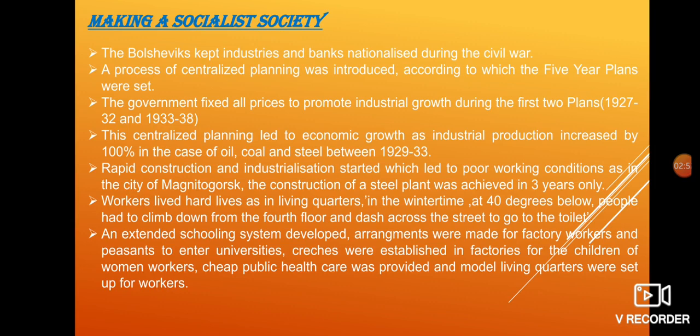Due to this, the process of centralized planning was introduced, according to which the 5-year plans were set by the government. Under these 5-year plans, the government fixed all prices to promote industrial growth during the first 2 phases of the 5-year plan. The first phase was between 1927 to 1932, and the second phase was 1933 to 1938. This centralized planning led to economic growth as industrial production increased by 100% in case of oil, coal, and steel.